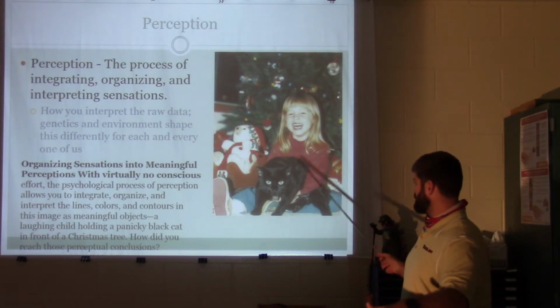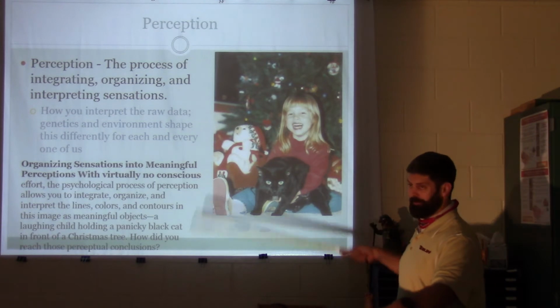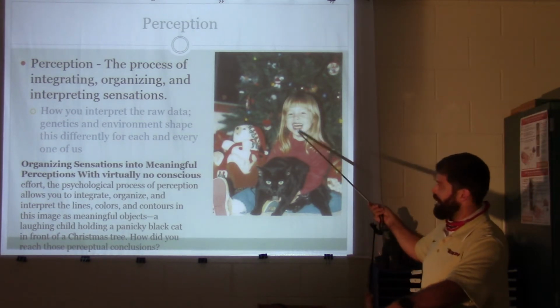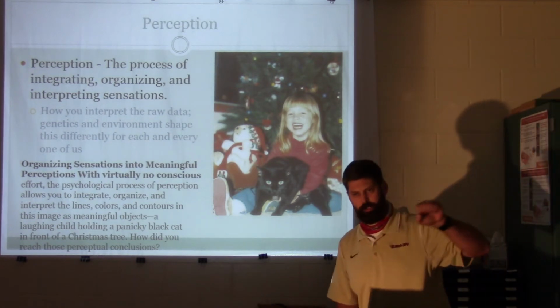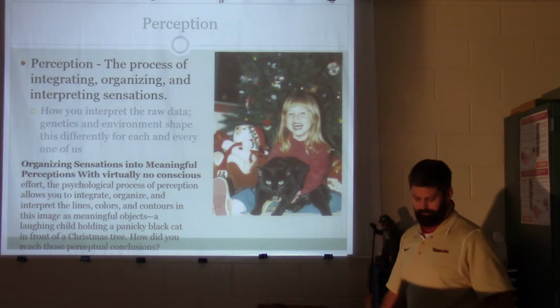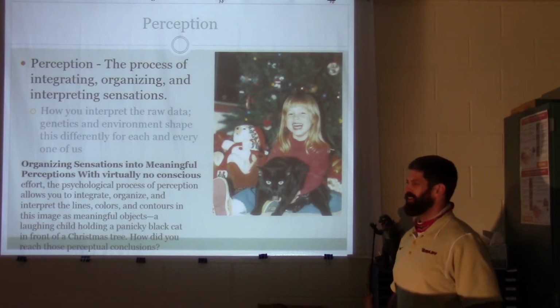So, boom. Black cat. Seen it before. Bangs. It's weird. How am I doing that? How am I picking this out perceptually? Do I take that for granted? Yeah, that I can do that? 100%. But it's all life experience. Genetics and environment put together and how we interpret this data.